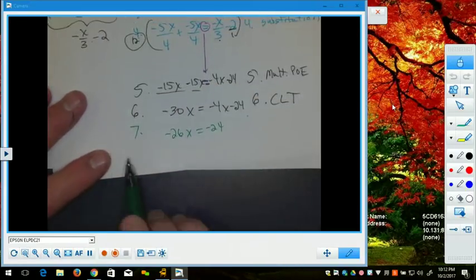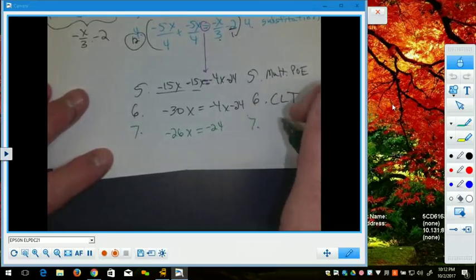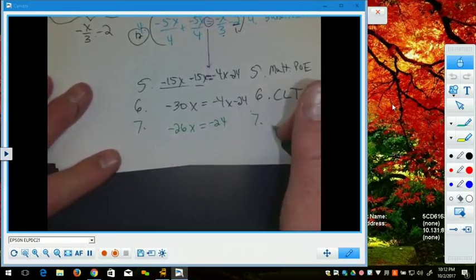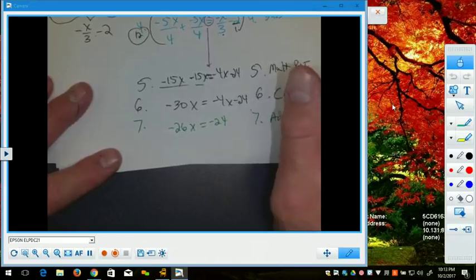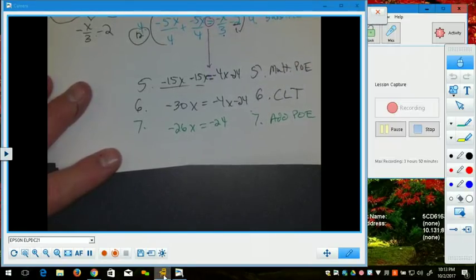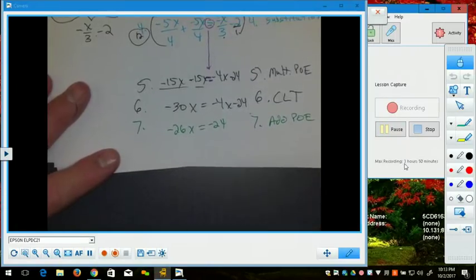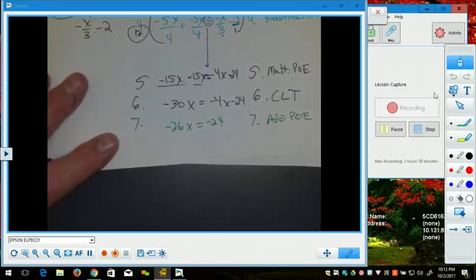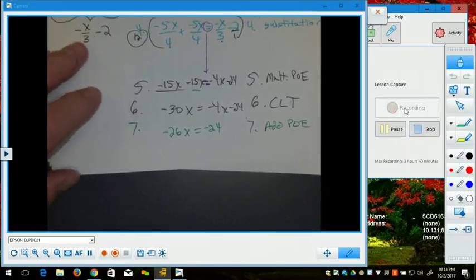I feel like I did something wrong, but maybe not. So how did I do that? I did the addition property of equality. And so now I'm going to divide by negative 26. Let me just look over this real quick, 1 second. From what I see, it looks right.